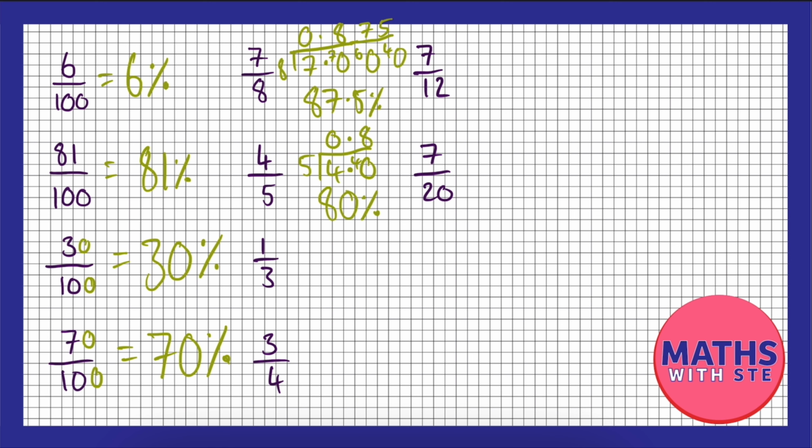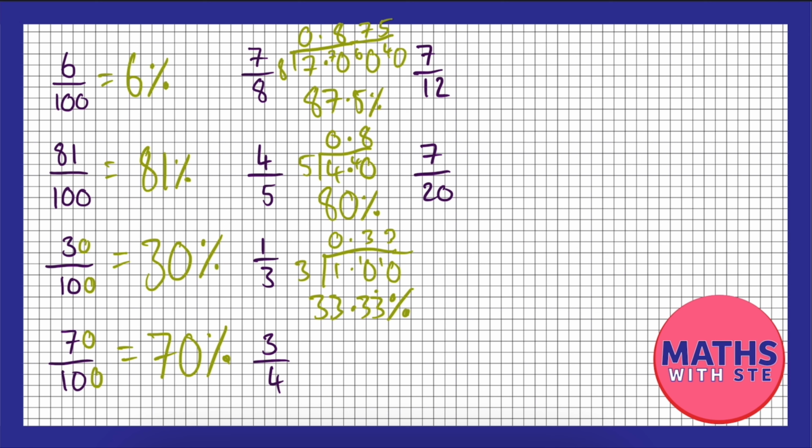How many times does 3 go into 1? Let's do that. 3 on the outside, 1 on the inside. 3 goes into 1 0 times, with 1 left over. 3 goes into 10 3 times, with 1 left over. And 3 times. And as you can see, it's going to be recurring, isn't it? So that's going to be 33.33 recurring percent.